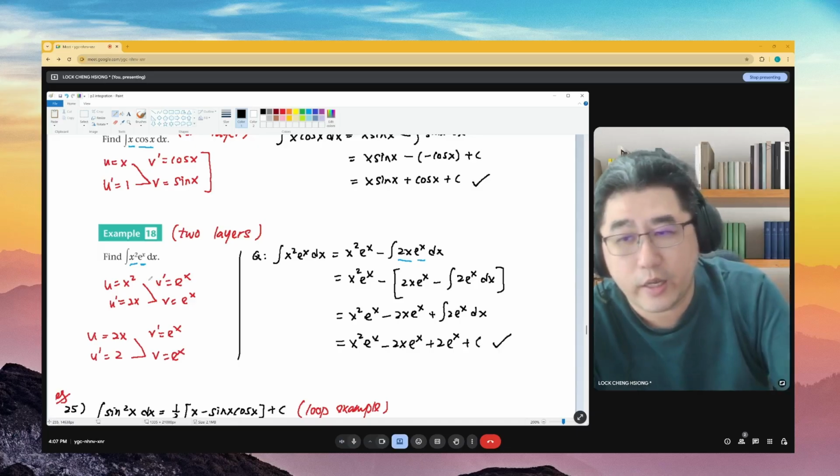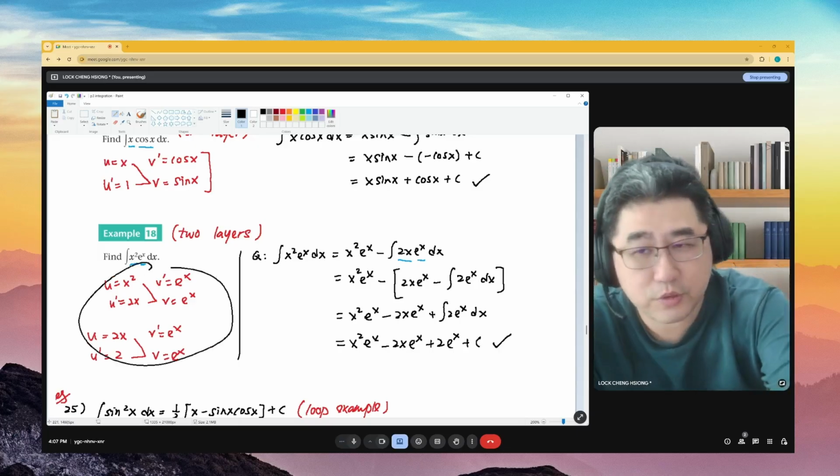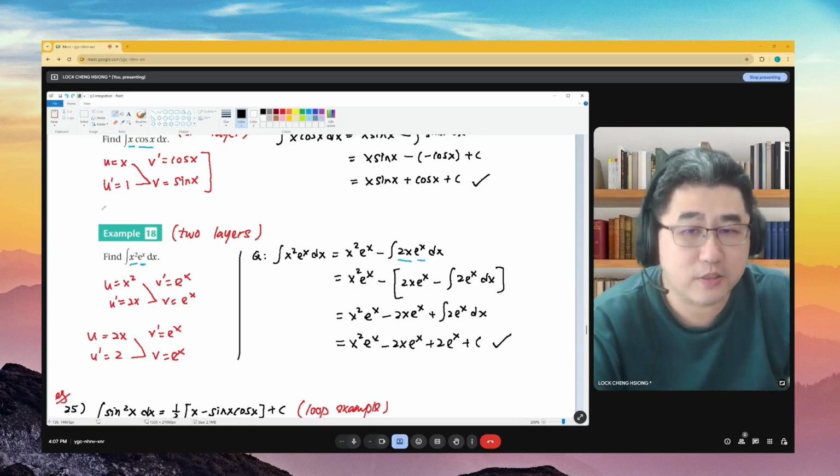You can see that we did the by parts 2 times. This is a 2 layers by parts.